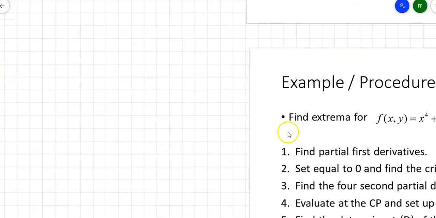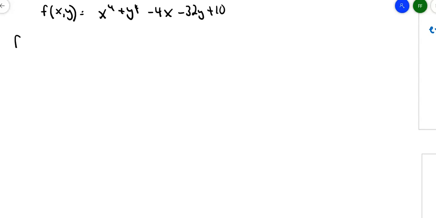First thing is, let's find the partials. So I'm going to slide way up here, and I'm going to write my original function back here at the top. So f of x, y is equal to x to the 4th plus y to the 4th minus 4x minus 32y plus 10. So the partial with respect to x is going to be 4x to the 3rd. The second term yields nothing. The third term will give me a minus 4, and that's all there is. The partial with respect to y will give me a 4y to the 3rd minus 32.